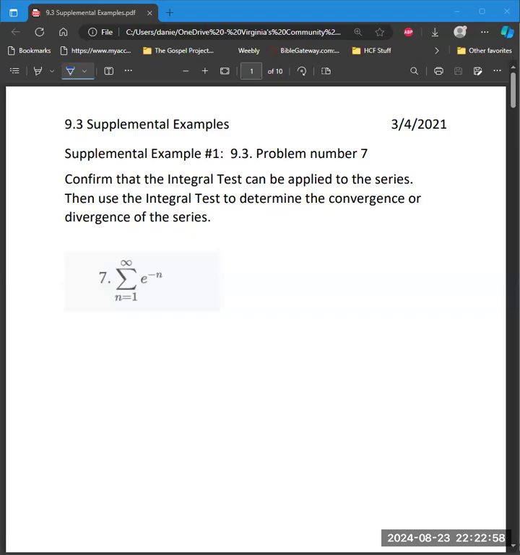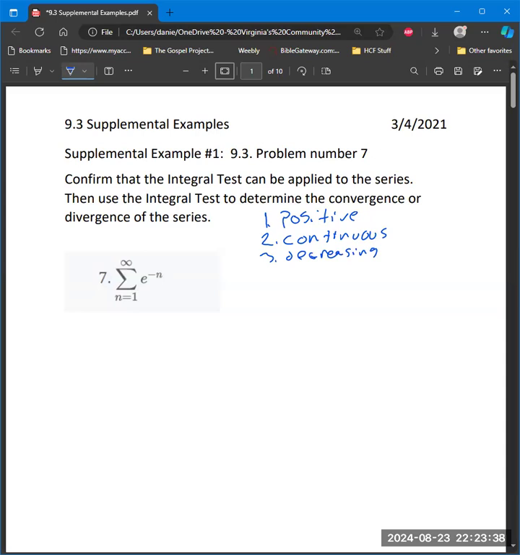In this video, we're going to talk about supplemental examples from 9.3. Let's look at the first one, which is like problem number 7 from 9.3. Confirm that the integral test can be applied to the series, then use the integral test to determine convergence or divergence of the series. So we need to make sure that it meets the criteria, that it's positive, continuous, and decreasing if we're going to use the integral test.